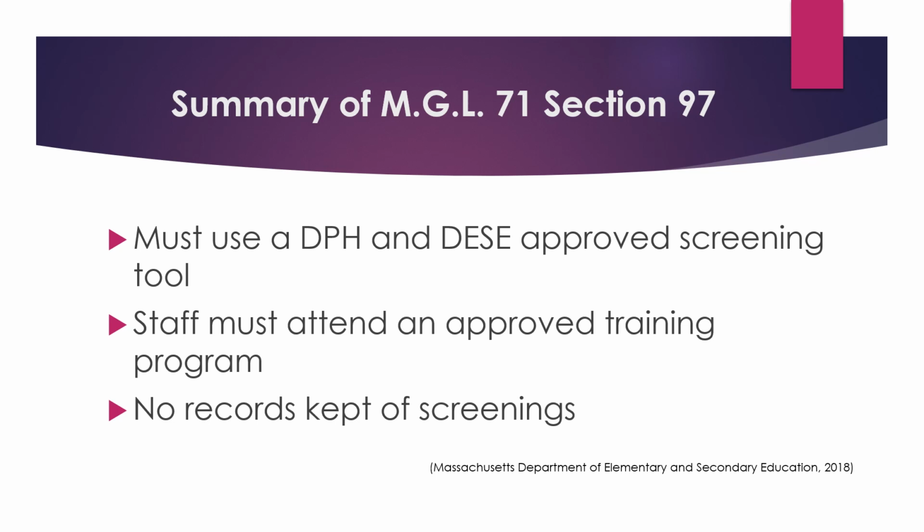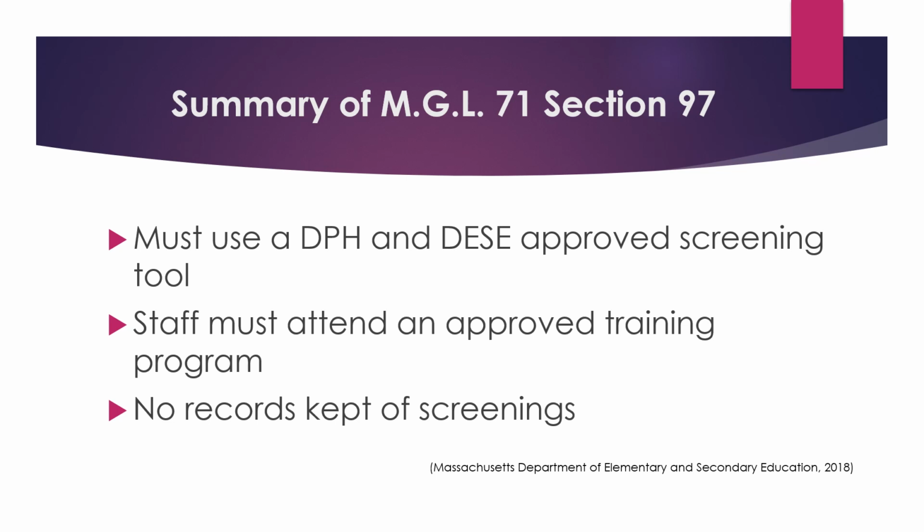The school must use a valid screening tool. Schools may not make a record of any statement, response, or disclosure by a student during the verbal screening process. No identifiers can be kept regarding the students.